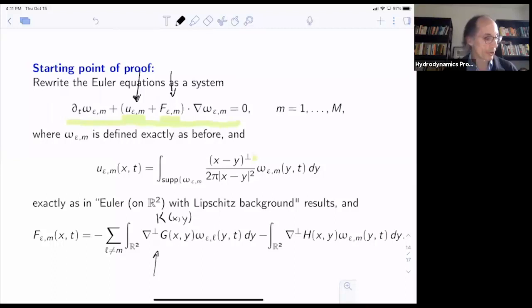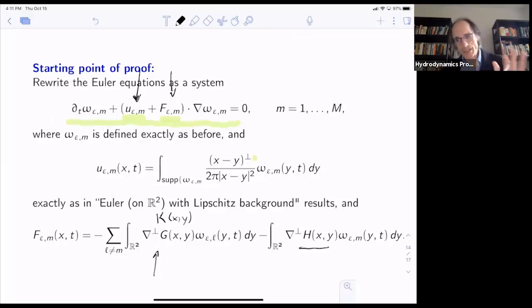The contribution from all the other vortices, the velocity field generated by all the other vortex blobs. And then the regular part of the velocity field generated by the mth blob itself. Okay, and so this is our new system, our new way of splitting the equations.